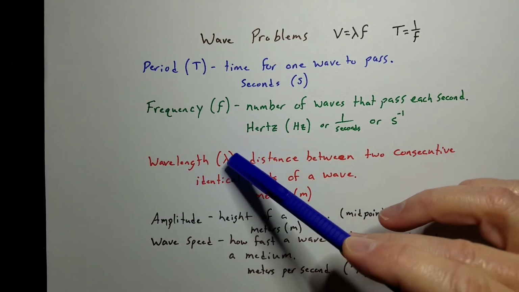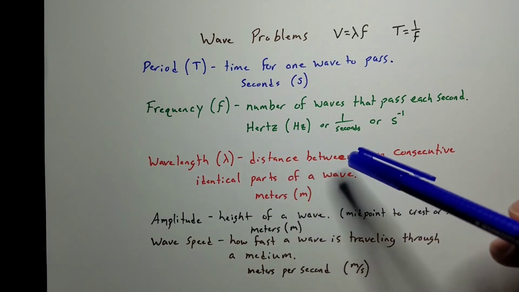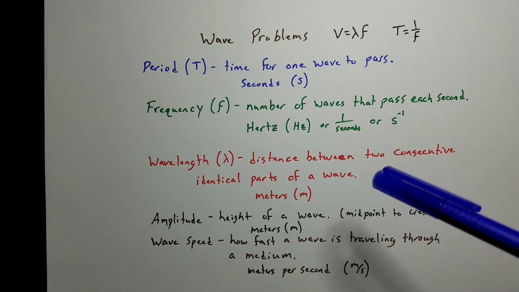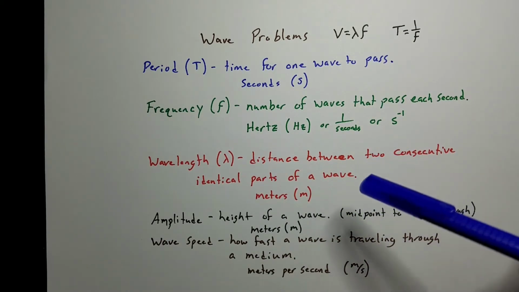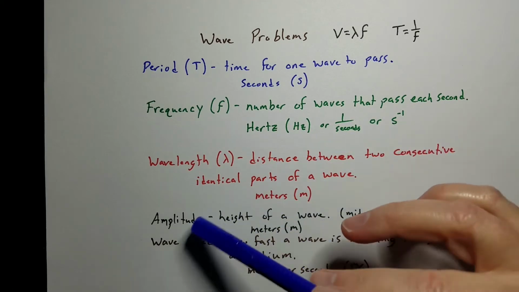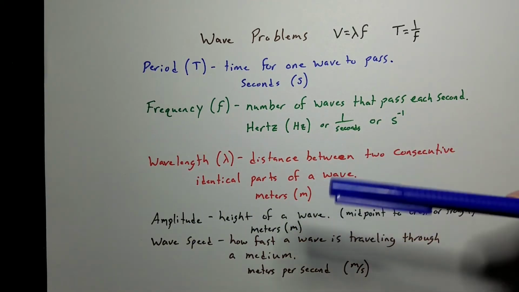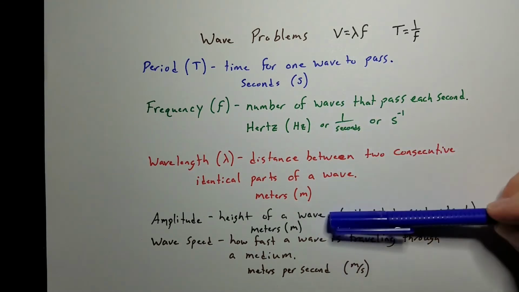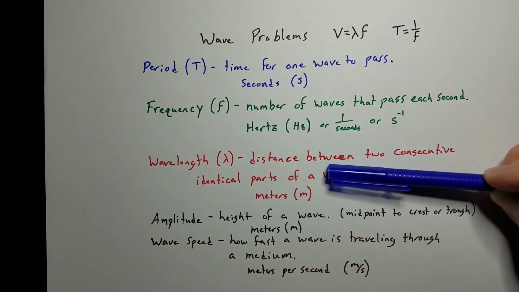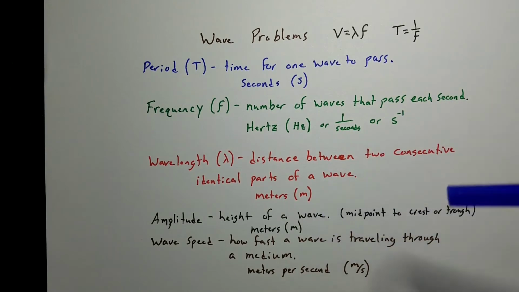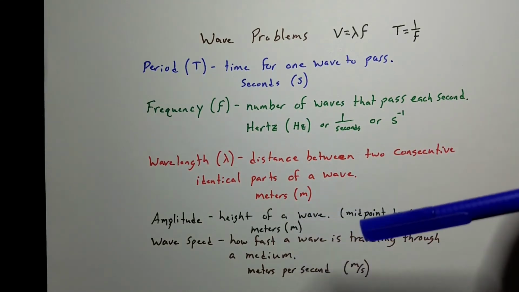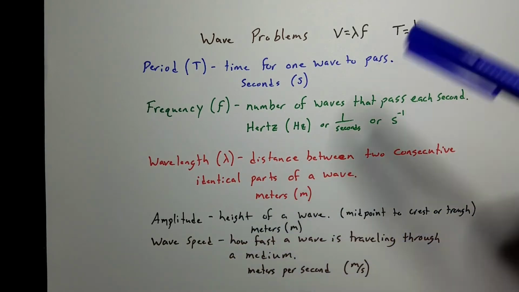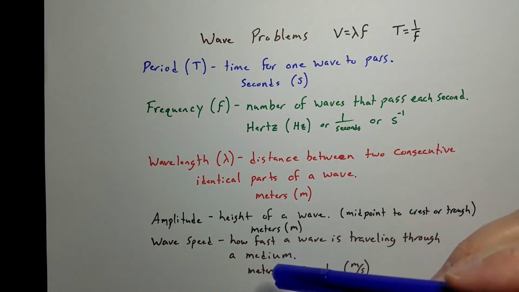Wavelength uses the Greek letter lambda. It's the distance between two consecutive identical parts of a wave, so from crest to crest or from trough to trough. It's measured in meters. Amplitude is the height of a wave, from the midpoint up to a crest or from the midpoint down to a trough, not the entire height. That's measured in meters, sometimes in centimeters, that's okay. Wave speed is how fast the wave's traveling through that medium, and that's in meters per second.